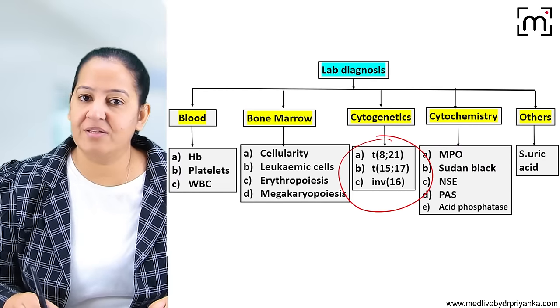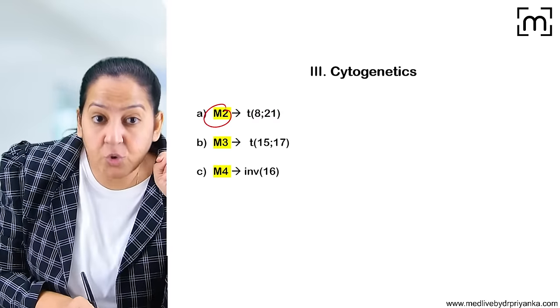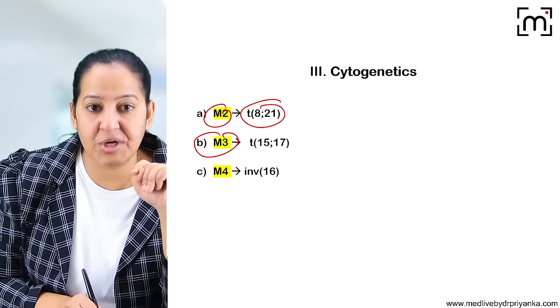Now cytogenetics: you will get the 3 types of mutation. In M2, it's the 8-21 translocation. In M3, it's the 15-17.